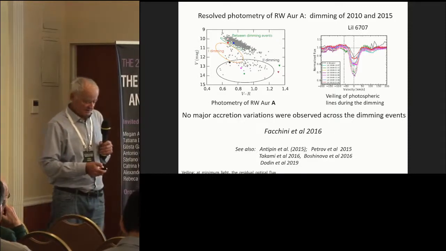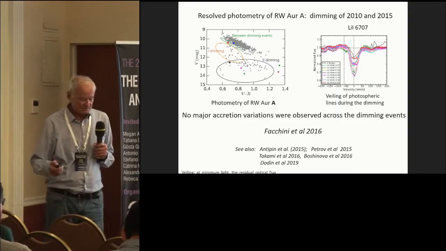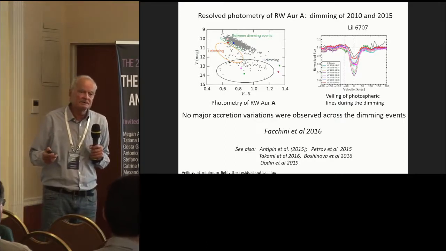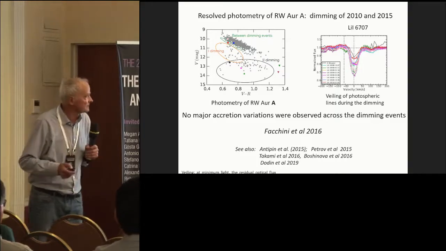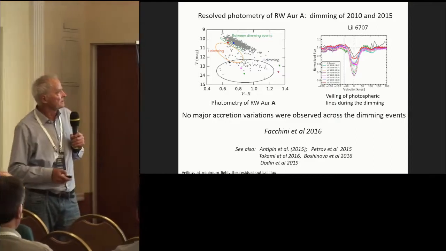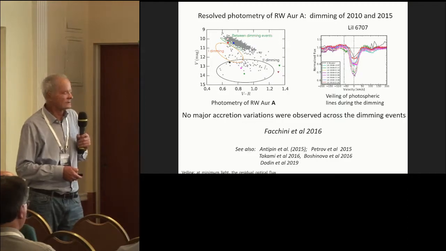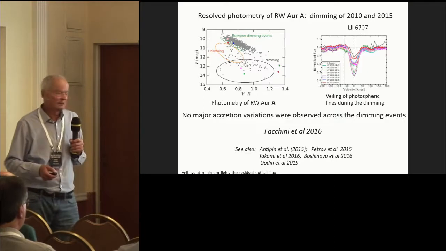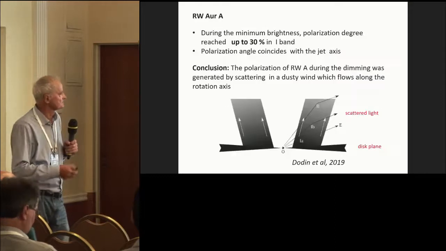So in order to explain this veiling effect, we should assume that the dust particles are somewhere close to the hotspot, maybe even in the accretion stream, if only the dust can survive in the accretion stream. Otherwise, it would be difficult to understand this strange effect. And no major accretion variations were observed across the dimming events, not only here, but also in other stars. So the dimming events probably have nothing to do with any drastic change in the accretion rate.